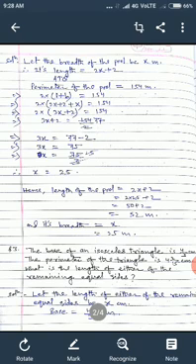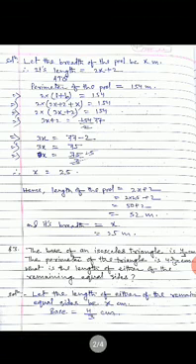So hence the length of the pole is 2x plus 2, means 2 into 25 plus 2, 50 plus 2 means 52. And its breadth is x, means 25 meter. So therefore we got the length of the pole is 52 meter and breadth is 25 meter.